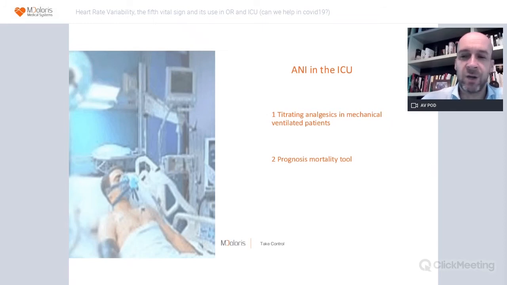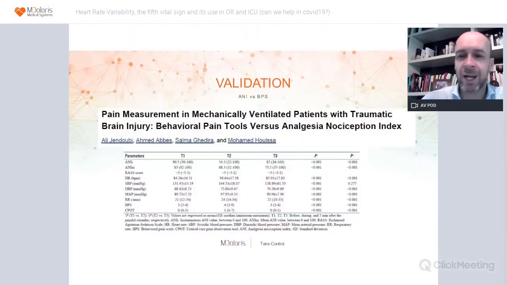So we can use it obviously in the ICU, we can use it in the OR, we can use it in transport. Why not? We can use it everywhere, in palliative care, etc. We are going to be able to titrate the analgesics as we have been doing in the anesthesia department in the OR in mechanical ventilated patients.